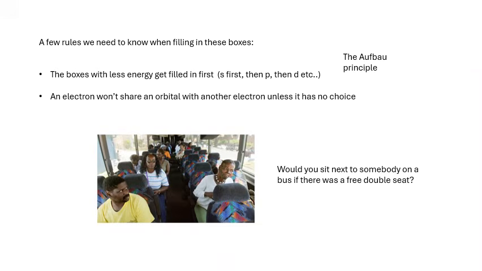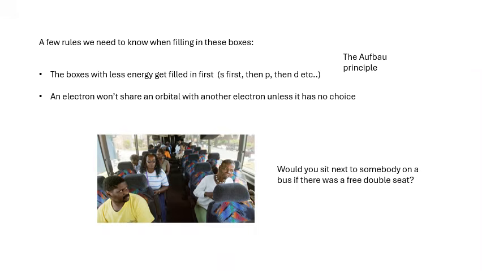Now, filling up these electrons in the boxes, where they go, there's a few rules that we need to know. Yeah. First of all, the boxes with less energy get filled in first. So I said the n equals 1 gets filled in before n equals 2, etc. But then S gets filled in before P, and that gets filled in before D, etc. So boxes with less energy get filled in first. And that's called the Aufbau principle.